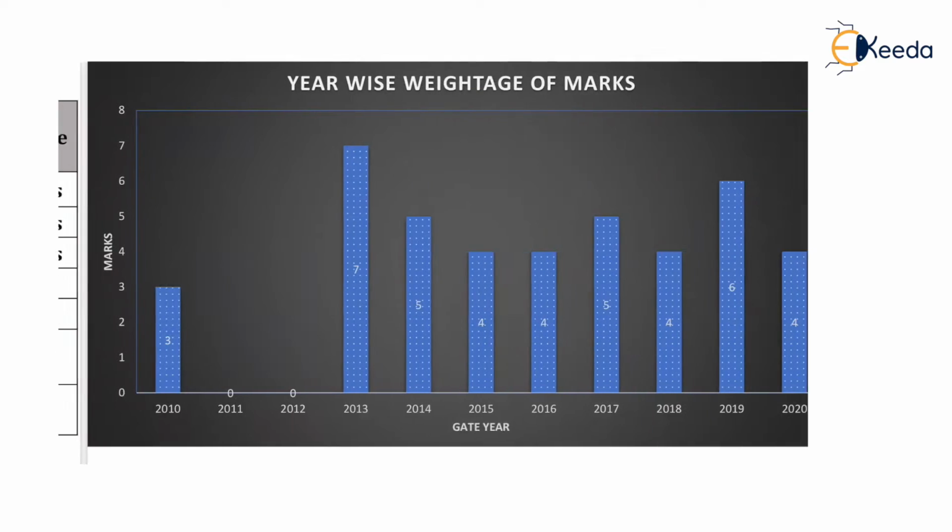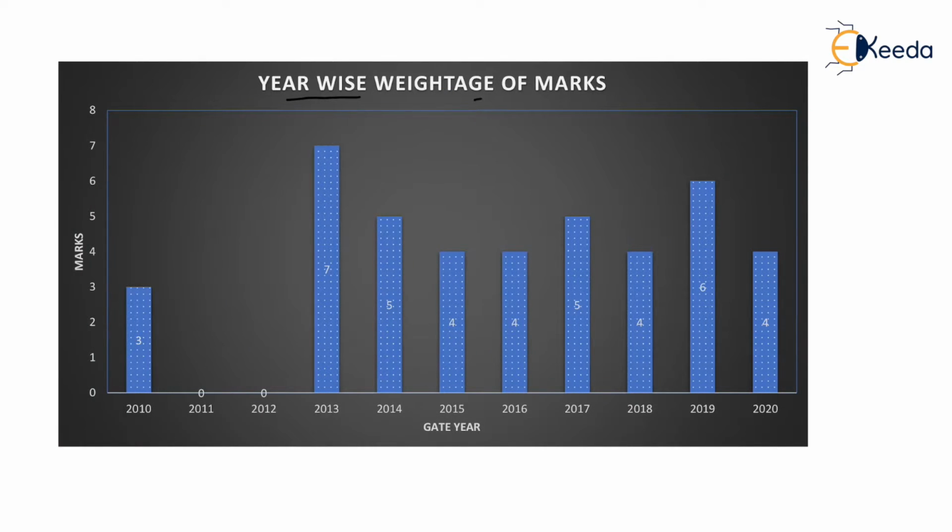Okay. Now the year-wise weightage of marks of structural analysis is shown in this graph, that in 2010 only a 3 marks question had been asked. In 2011 and 2012 no question had been asked from the structural analysis. Similarly in 2013 a 7 marks question was asked, and similarly in 2020 a 4 marks question had been asked from the structural analysis. So on an average basis 4 to 5 marks of questions had been asked from the structural analysis subject in the GATE exam.